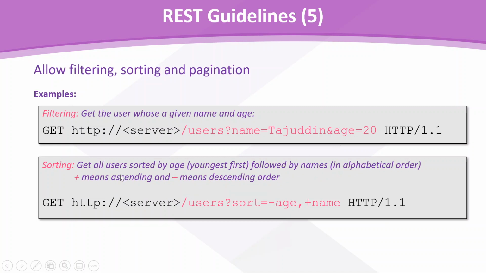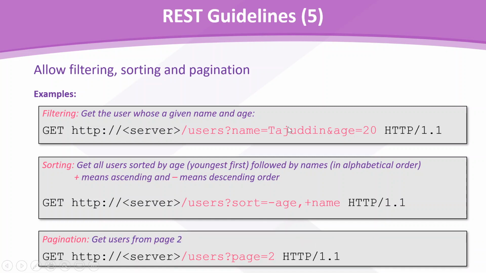For sorting, we sort by the keyword sort, but still we are using a query string. And then for each field we specify with minus or plus: plus means ascending, minus means descending. So this example below is to get all users sorted by age, youngest first, followed by names in order.